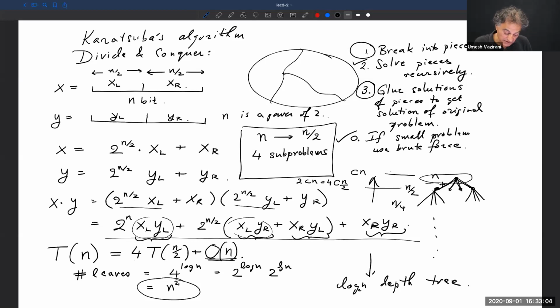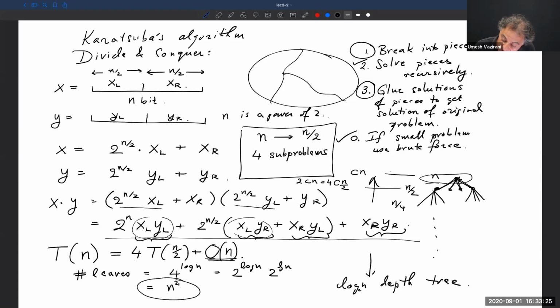This piece was, please multiply x sub l with y sub l, right? That's what we were telling this algorithm, right? So x sub l and y sub l are each n over 2-bit numbers, right? And similarly, this one said, multiply x sub l times y sub r, and so on.